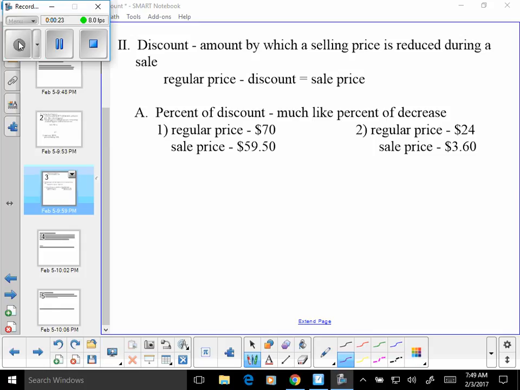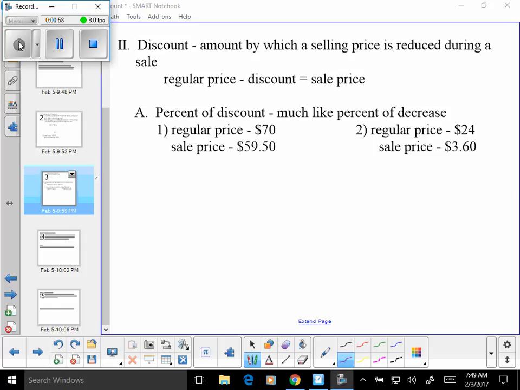Now a discount is the amount by which a selling price is reduced during a sale. A store buys something, they mark up the price to sell it, but then there comes a point where they're probably going to want to reduce their inventory, or if it's something seasonal, like Valentine's Day, they don't want to store that from year to year. Some things you can't, like candy, so they're going to put that on sale. That's when we are involved with a discount. We take the regular price minus the discount, and that tells us our sale price.